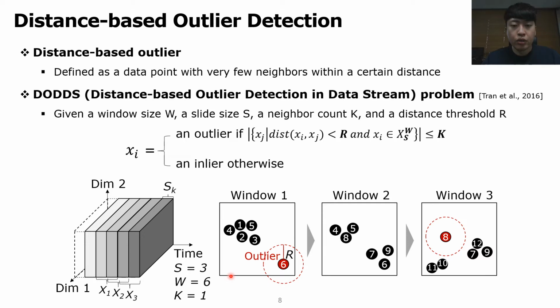So in the first window, we have 6 data points, the most recent data points in this data stream. And data point 6 is an outlier defined by the distance threshold and the neighbor count threshold. And in the second window, there are no outliers found. And in the third window, data point 8 can be defined as a distance-based outlier. So the DODDS problem has to find those distance-based outliers in every sliding window.